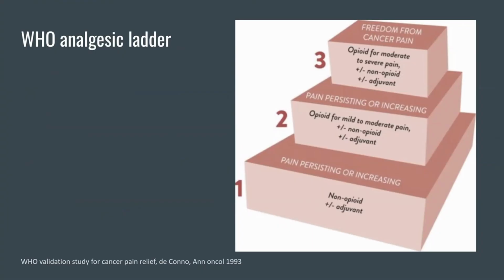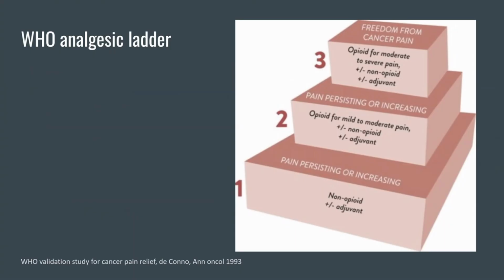The basic framework for how to address cancer pain has been historically the WHO, World Health Organization, three-step ladder for cancer pain management. The ladder represents a clinical strategy for classifying the available analgesics and guiding initial analgesic selection based on the severity of the patient's pain.